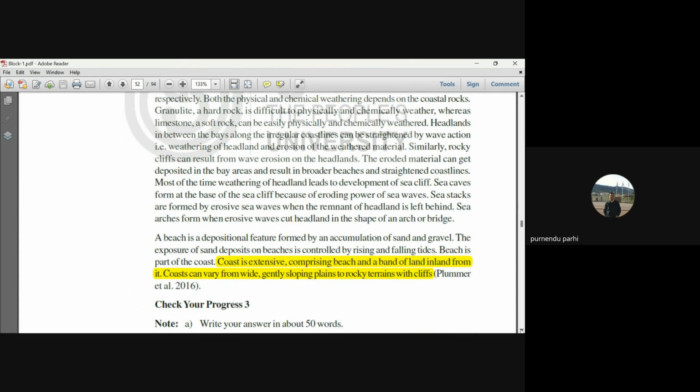A beach is a depositional feature formed by an accumulation of sand and gravel. The exposure of sand deposits on the beaches is controlled by rising and falling tides. Beach is part of the coast. Coast is extensive, comprising beach and a band of land inland from it. Coast can vary from wide, gently sloping plains to rocky terrains and cliffs.